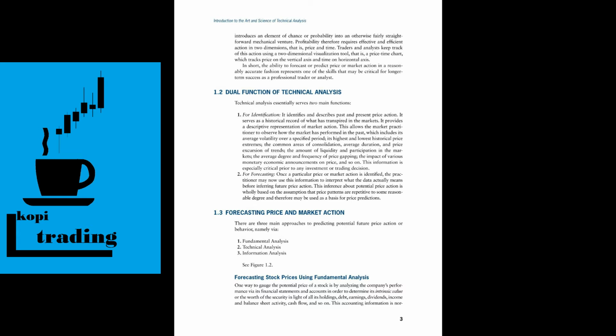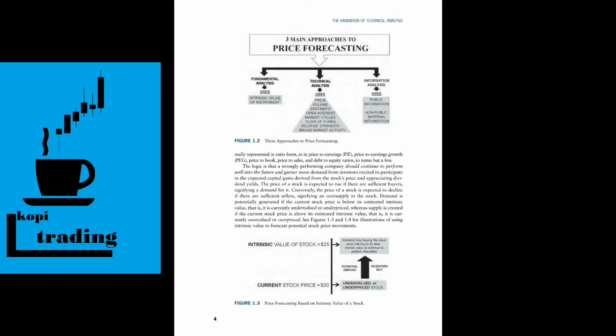Forecasting stock prices using fundamental analysis. One way to gauge the potential price of a stock is by analyzing the company's performance via its financial statements and accounts in order to determine its intrinsic value, or the worth of the security in light of all its holdings, debt, earnings, dividends, income, and balance sheet activity, cash flow, and so on. This accounting information is merely represented in ratio form, as in price to earnings (P/E), price to earnings growth (PEG), price to book, price to sales, and debt equity ratios, to name but a few.